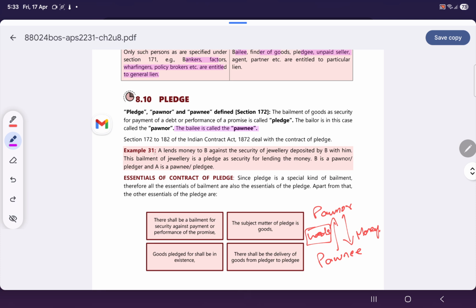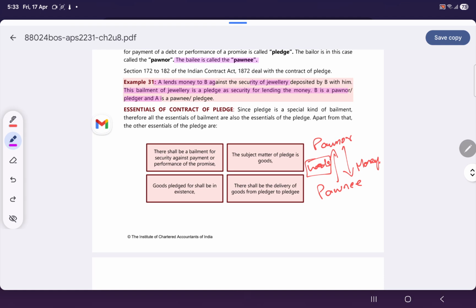A lends money to B against the security of jewelry deposited by B with him. The bailment of jewelry is a pledge as security for lending the money. B is a pawner or pledger and A is a pawnee or pledgee. Essentials of contract of pledge. Since pledge is a special kind of bailment, all the essentials of bailment are also essentials of the pledge. Apart from that, the other essentials of pledge are as follows.